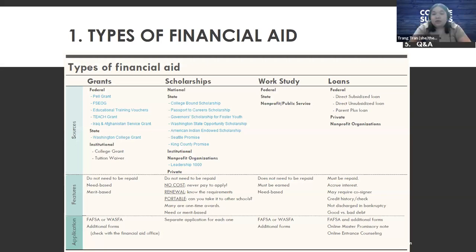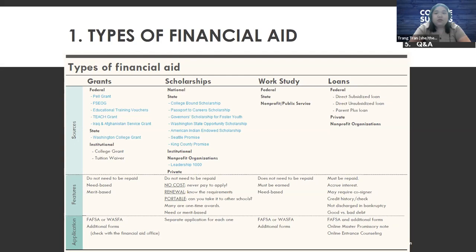When supporting students with their financial aid application process, students must know where the various sources of their financial aid can come from, how to apply to them, and to understand the key features of these different types of aid. So grants come from federal, state, and institutional sources, and this free aid is either need-based or merit-based, and like scholarships, grants do not need to be paid back. To apply for grants, students need to file their FAFSA or WASFA and may require additional forms from their financial aid office.